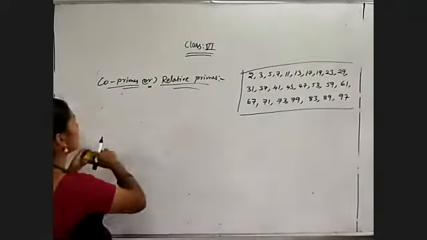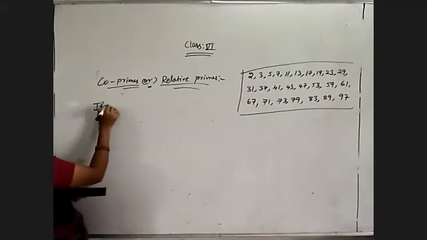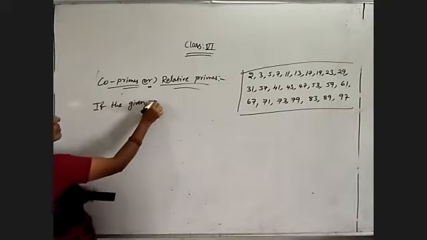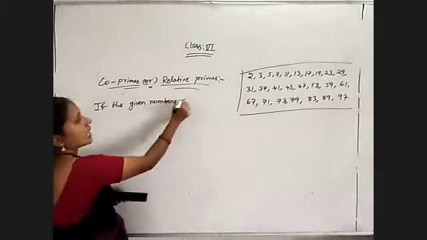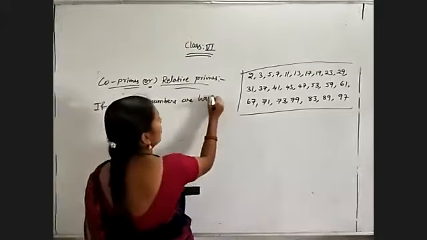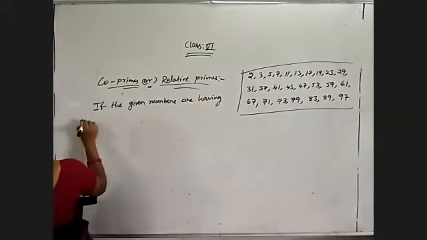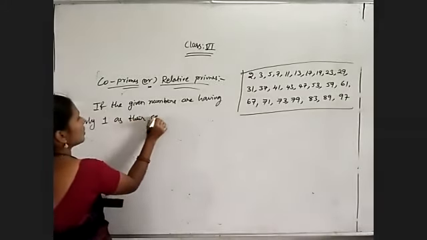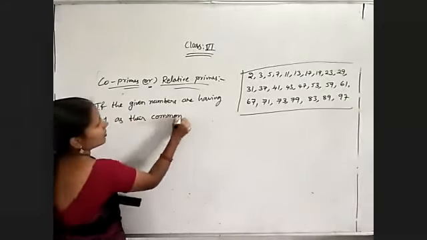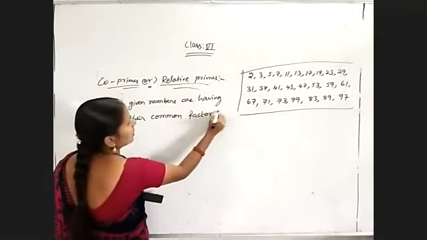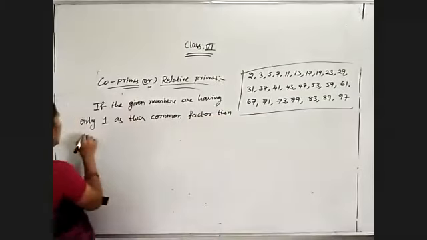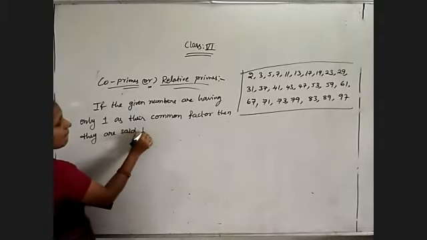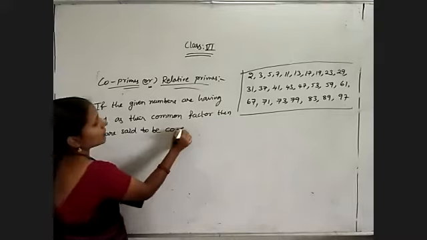So the co-primes definition is: if the given numbers are having only one as their common factor, then they are said to be co-primes or relative primes.